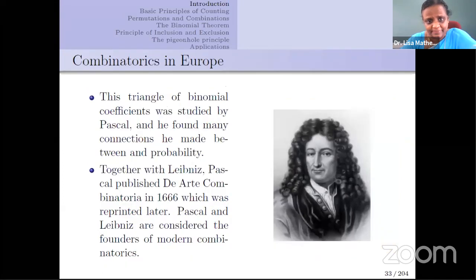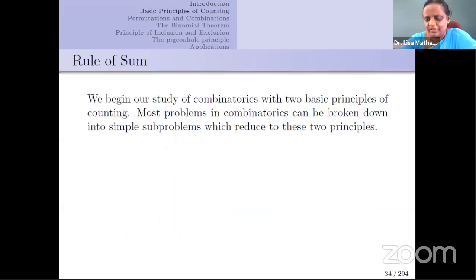This triangle of binomial coefficients was studied by Pascal, and he found many connections between the coefficients in this triangle and probability. Now, together with Leibniz, Pascal published the Ars Combinatoria, and this was reprinted later. Pascal and Leibniz are considered the founders of modern combinatorics. So that is a little bit about the history of combinatorics.